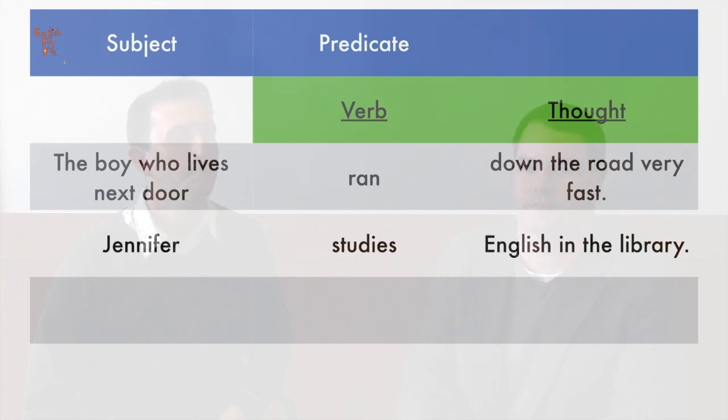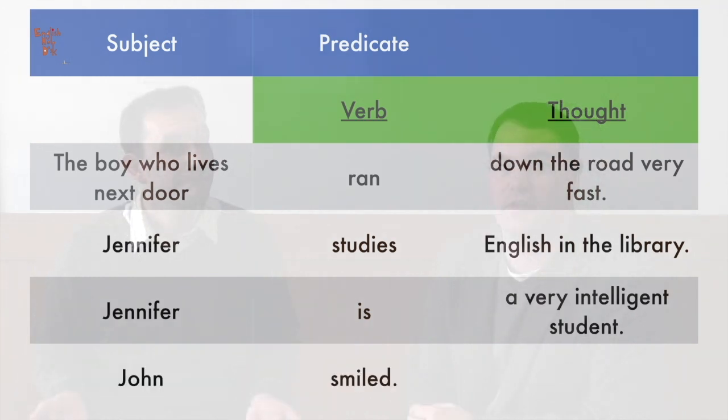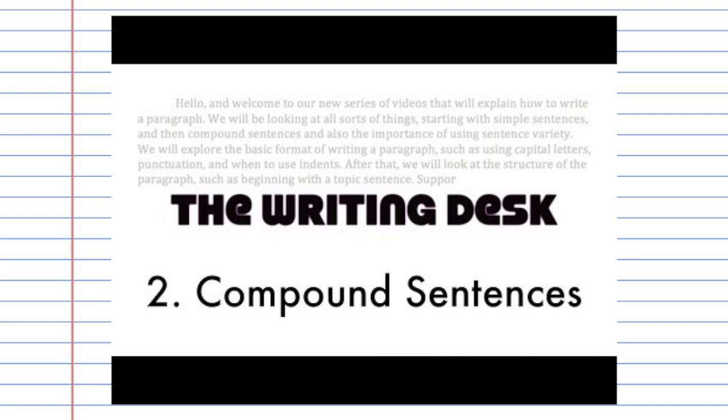Okay, how about Jennifer studies English in the library? Yes. Or Jennifer is a very intelligent student. Or John smiled. And that's how you form a simple sentence.